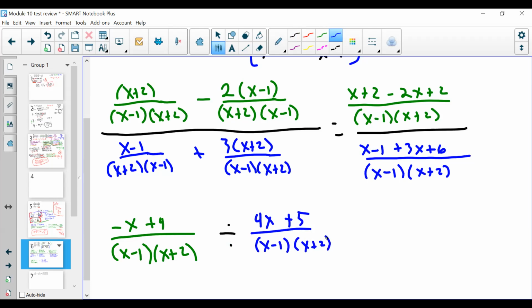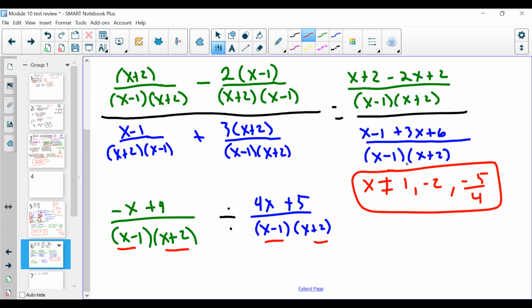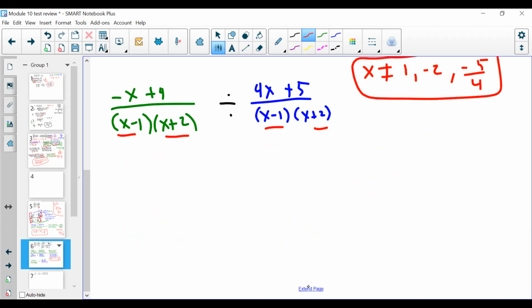So now this becomes a division of rational expressions. So from here, I'm going to go ahead and figure out my excluded values before I start canceling stuff out. So I see that x cannot equal 1 or negative 2. That's the same thing here. And this 4x plus 5 tells me x cannot equal negative 5 over 4. That's the same exact excluded values we got in the previous problem. So that's okay. After that, I'm going to go ahead and cancel these out.